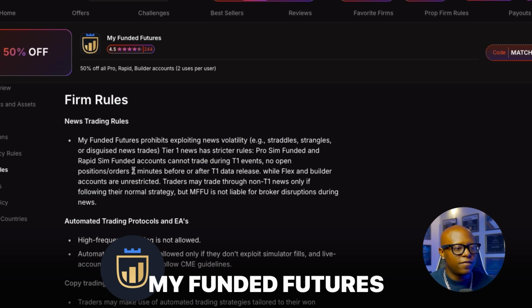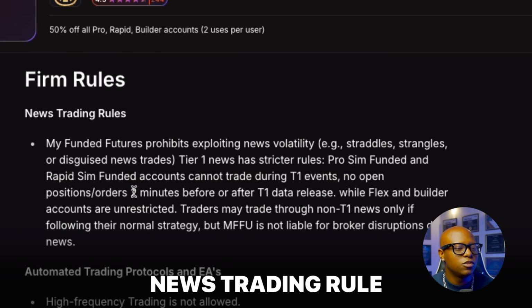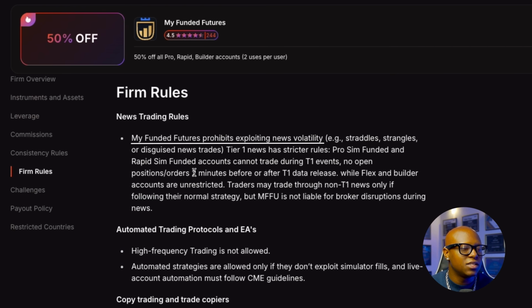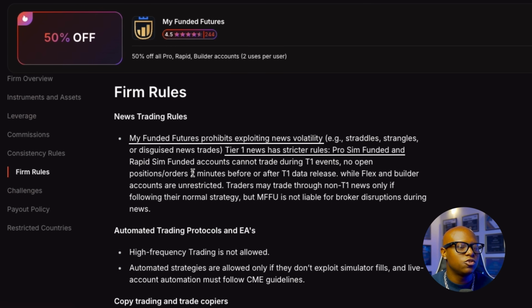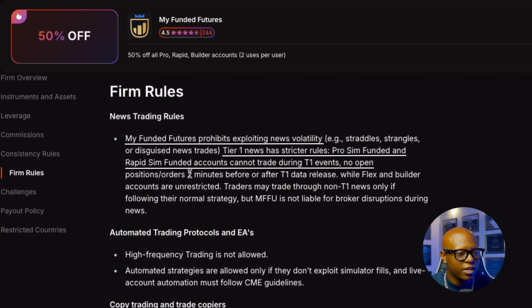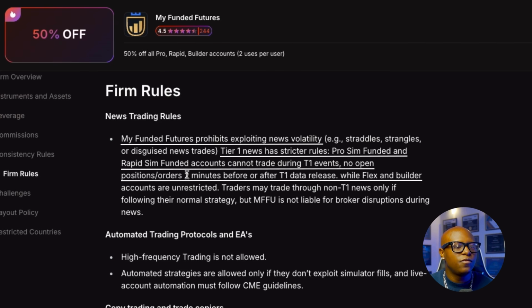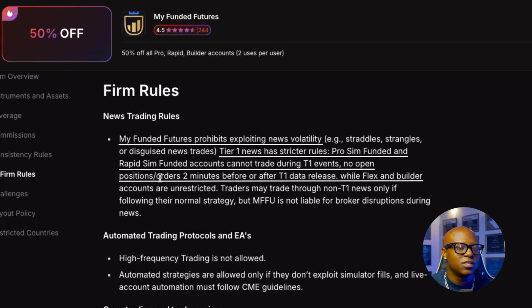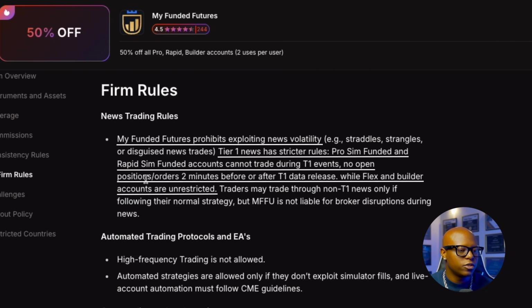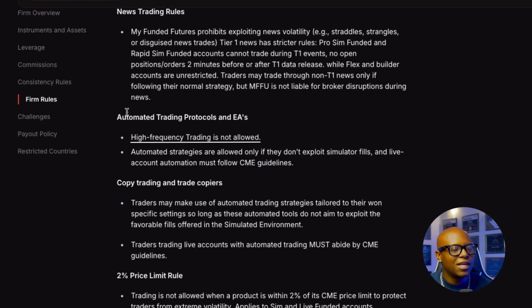Now let's take a look at MyFunded Futures rules. It says for their news trading rules, MyFunded Futures prohibits exploiting news volatility. T1 news events have stricter rules than the ProSim and the RapidSim funded accounts, and you cannot trade during the T1 news events. No open positions or orders 2 minutes before or after the T1 data release, while Flex and Builder accounts are unrestricted. For their automatic trading protocols and EAs, high frequency trading is not allowed.